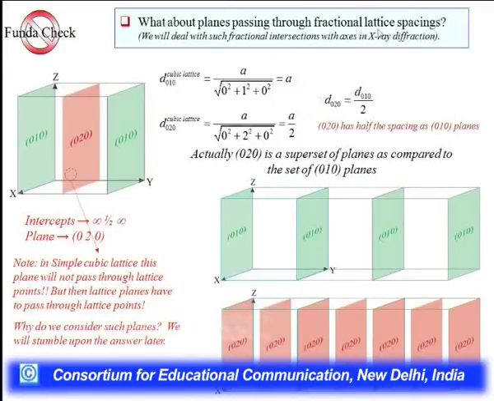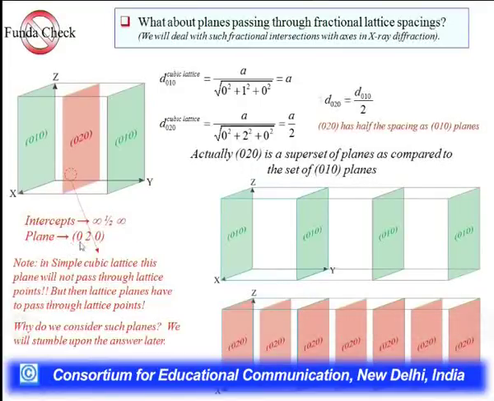What about the plane passing through the fractional lattice spacing? Here we have the different planes 0, 1, 0, this is 0, 2, 0 and this is 0, 1, 0. The intercepts will be infinite, 1 by 2 and infinite.